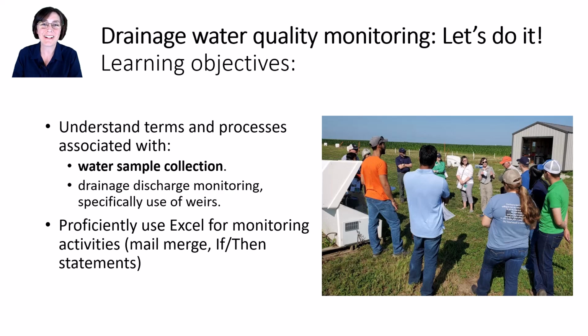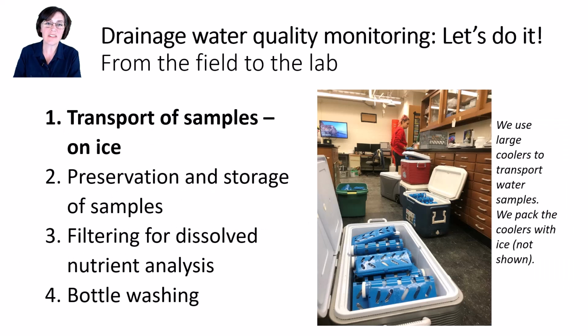As we move from collecting water samples in the field to sample analysis in the lab, it's important to talk about how to ensure those samples provide quality data. After the samples are collected in the field, you have to transport them to the lab. These transport details are important to document and report, for example, in our journal articles, because these details are indicators of the quality of our data.